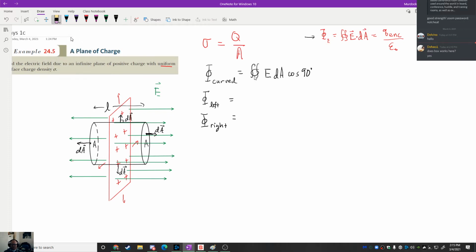Don't need that circle anymore. That portion, is that part clear? Okay. So tell me what I write down for the left side. So we go integral, we're going to do E dA. And then what's the angle going to be now? The angle is 0, yeah.